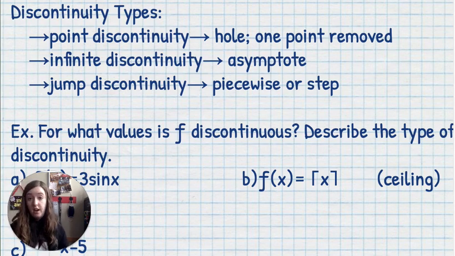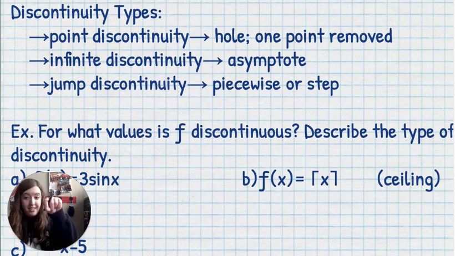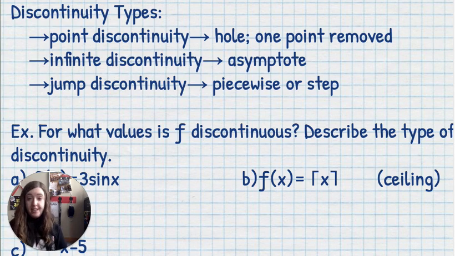There's a point discontinuity, which is called a hole, and it's literally one point is pulled out of that function. An infinite discontinuity is when we have an asymptote. So we've seen point and infinite discontinuity in rational functions. Remember, if we had the same thing cancel out on top and bottom, when we set that guy equal to 0, we get an x value, we would have a hole there. Whatever was in the denominator left over gave you your vertical asymptotes.